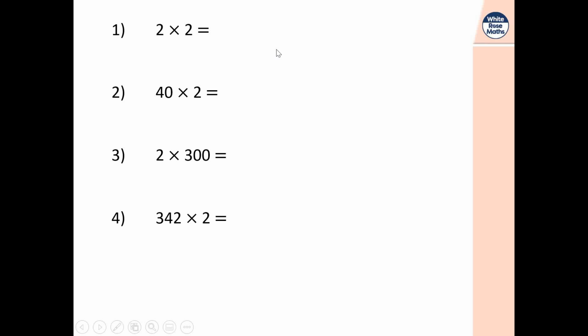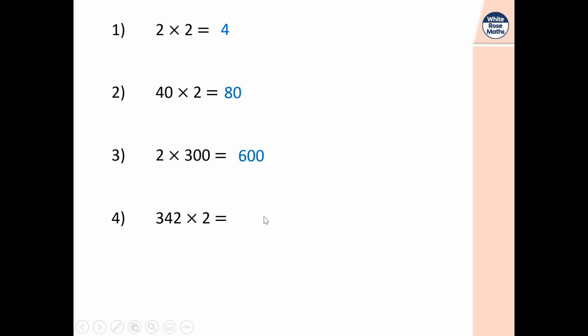2 times 2. 4, good, nice and quick. So 40 times 2. Think what's 4 times 2? 80. 2 times 300. What's 2 times 3? Good. Okay, now 342 times 2, times each digit.